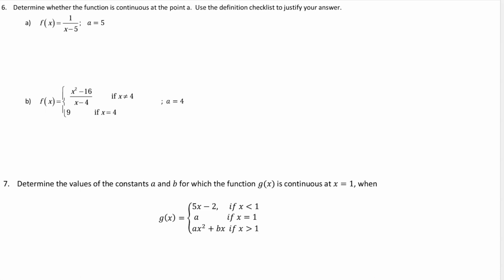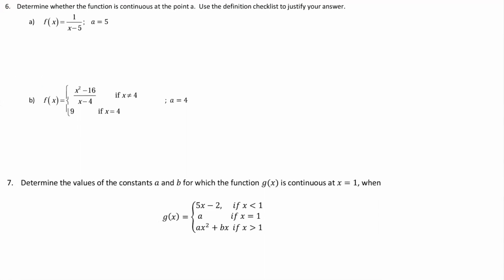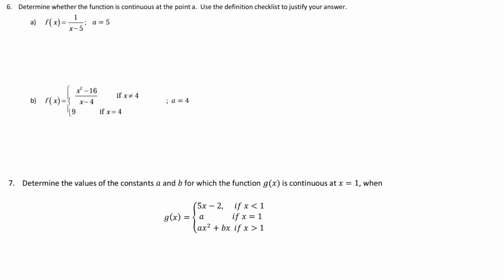Going over exam 3 review number 6 and number 7 here. And it has to do with continuity, the concept of continuity. So the definition of continuity will say that a function is continuous at point a if the limit as x goes to a of f of x is equal to f of a.